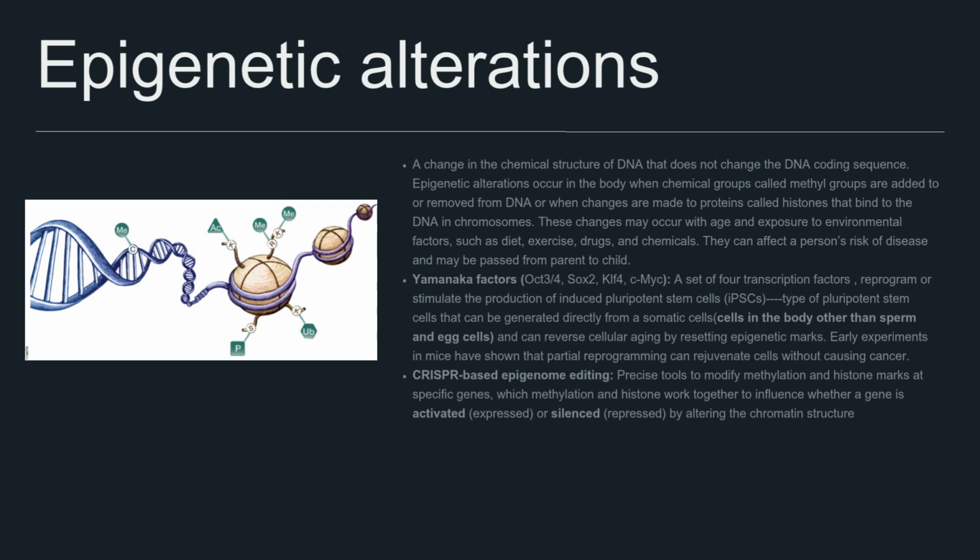Yamanaka factors OCT3/4, SOX2, KLF4, and c-MYC are a set of four transcription factors that can reprogram somatic cells into induced pluripotent stem cells. iPSCs are pluripotent cells capable of differentiating into any cell type. By resetting the epigenetic marks in cells, Yamanaka factors can reverse cellular aging and rejuvenate cells without altering the DNA sequence itself. In mice, partial reprogramming has shown promise in rejuvenating cells without causing cancer.